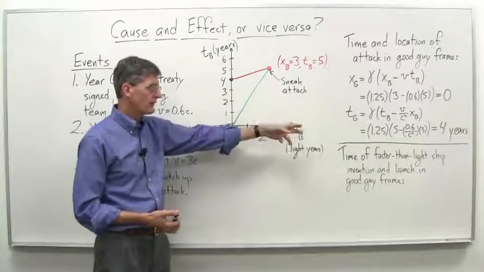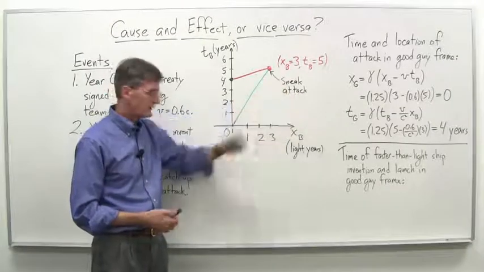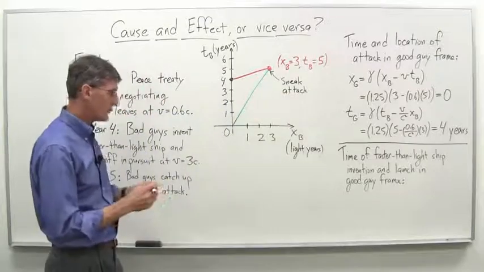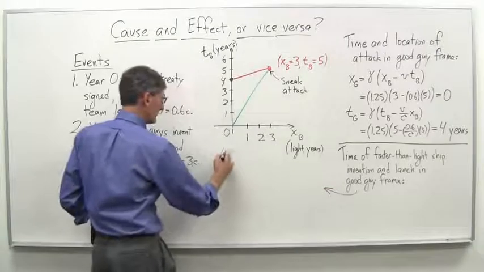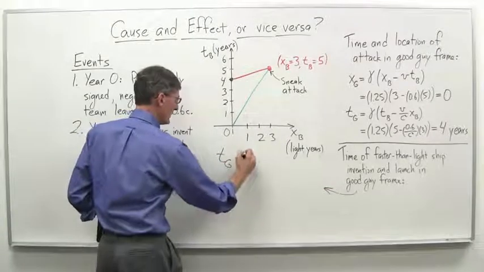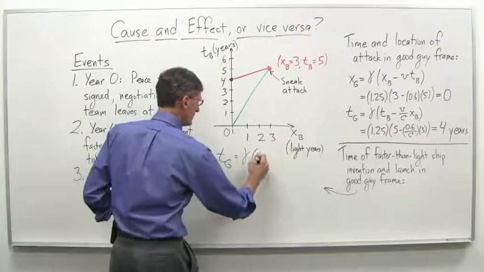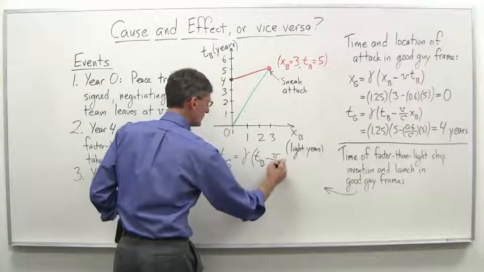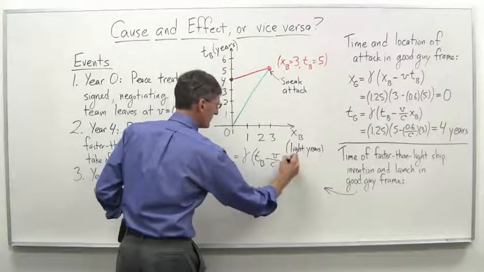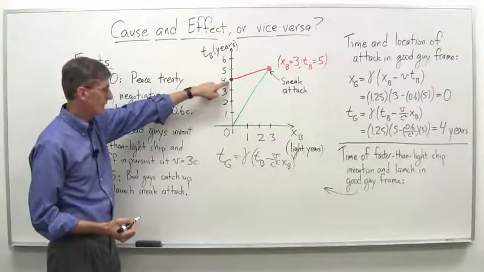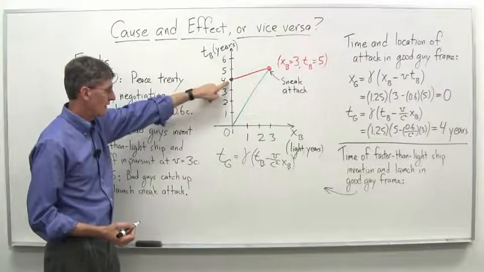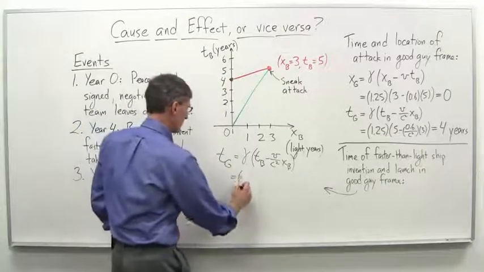We know the sneak attack occurred at 4 years in their frame. Let's see what this does. Same equation again. We'll just do it over here. So we have, in this case, t sub g equals gamma times t sub b minus v over c squared x sub b. And for the invention and launch right here, we can put gamma in first. So it's 1.25.